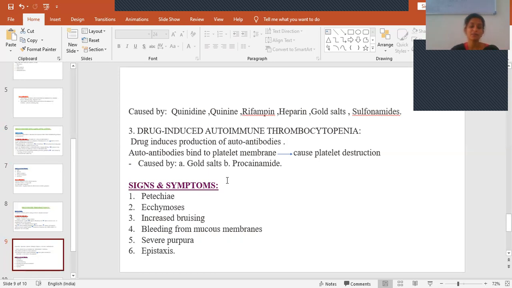And then signs and symptoms include petechiae, that is formation of red colored dots on the surface of our body, ecchymosis, increased bruising, that is bluish discoloration, bleeding from mucous membranes, and severe purpura and epistaxis. Epistaxis is nothing but bleeding from the nose. As there is a decrease in thrombocytes, that means a decrease in platelets, there is more tendency for bleeding. That is why we can see this bleeding in this condition.